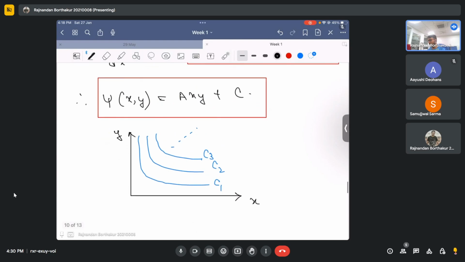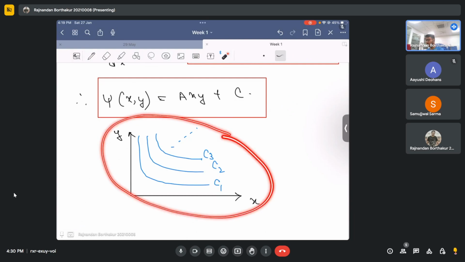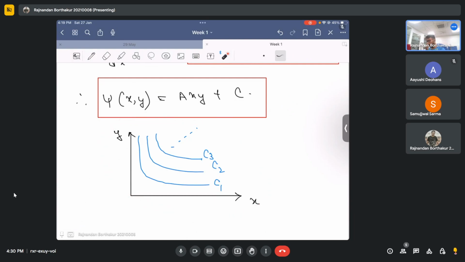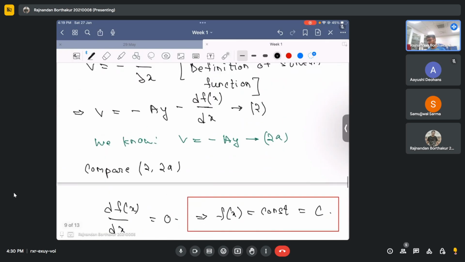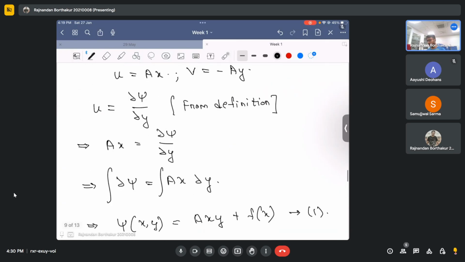So the question is asking up to here, but we also went ahead and drew how the streamlines should look. All right, I hope this is clear. I would again wait here for some time. This was a simpler problem.